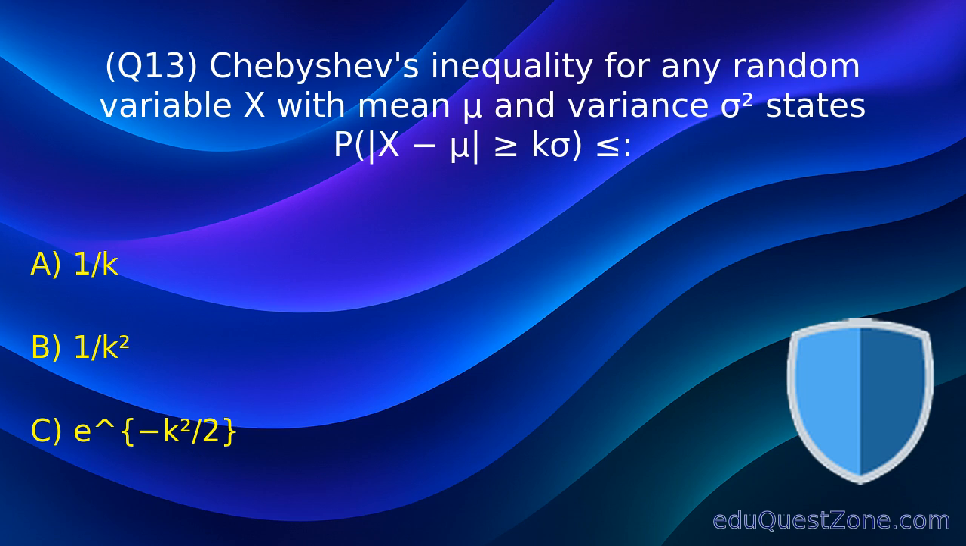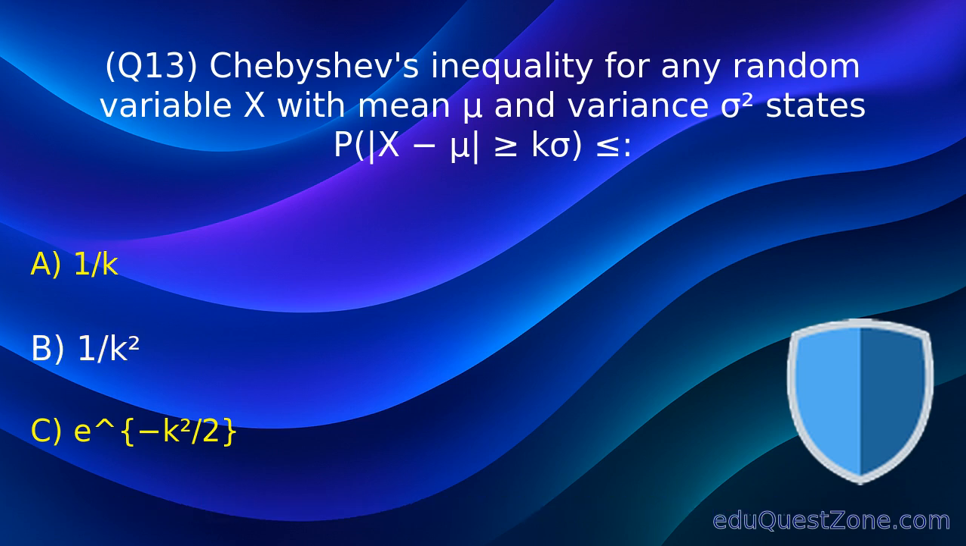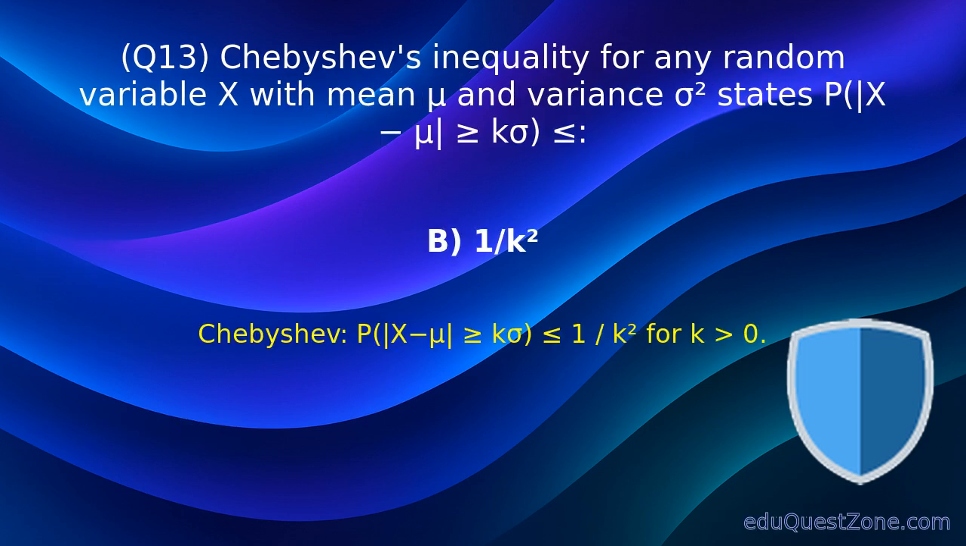Question 13. Chebyshev's inequality states that for any random variable with mean mu and variance sigma squared, the probability that absolute X minus mu is greater than or equal to k sigma is at most option B: 1 over k squared. Chebyshev's inequality gives an upper bound 1 over k squared.